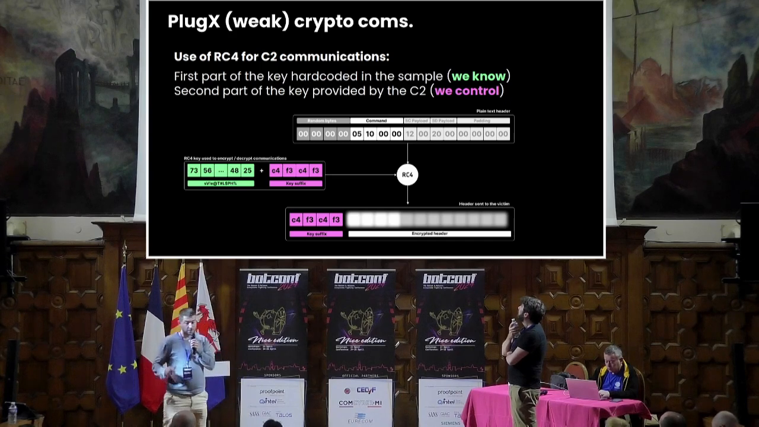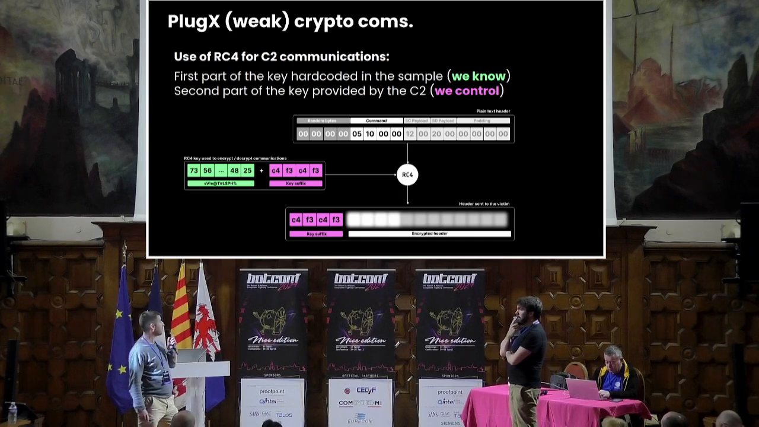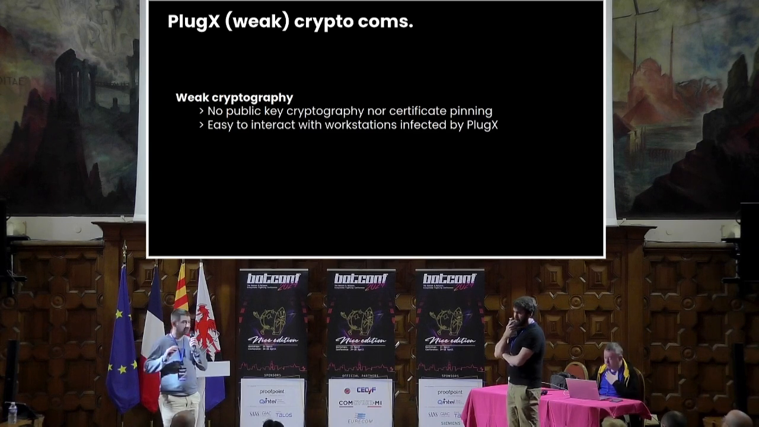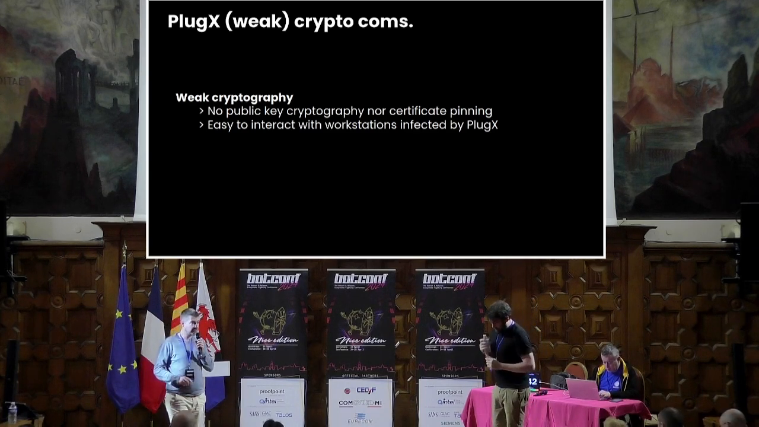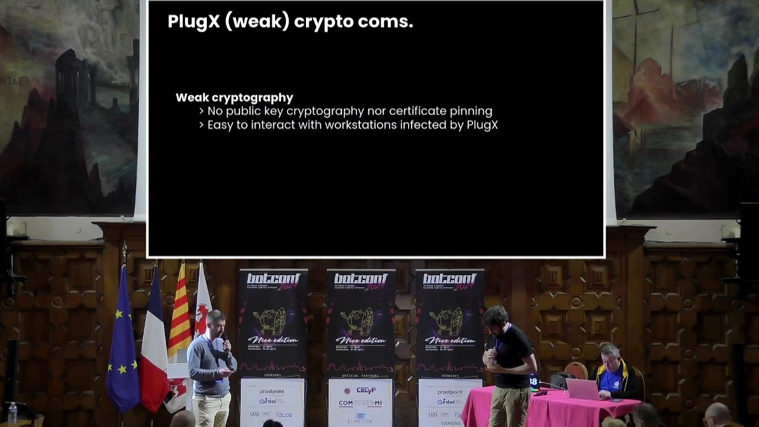And the key is the concatenation of two parts. The first part is hard-coded in the sample, and the second part is set by the C2 server. So we know the first part, we control the second part, so we can communicate with the workstation as the C2 server. It is important to note this: we don't have public key cryptography or certificate pinning or something like that, so it's easy to interact with the workstation.